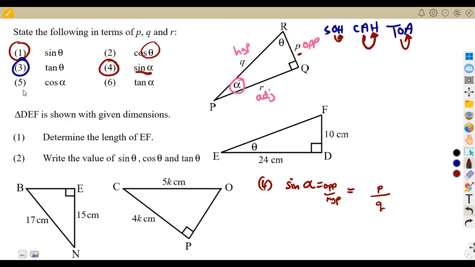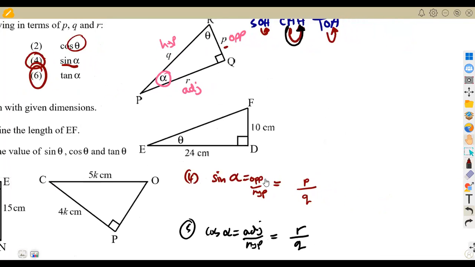It is the same thing that you are going to have on question number 5, because you are referring to the same angle, which is alpha in this case. So the cosine of alpha, according to the ratio, is adjacent over the hypotenuse. According to our alpha, the adjacent there is r over the hypotenuse, which is q. So it's going to be r over q.